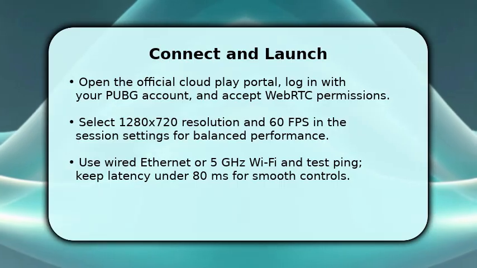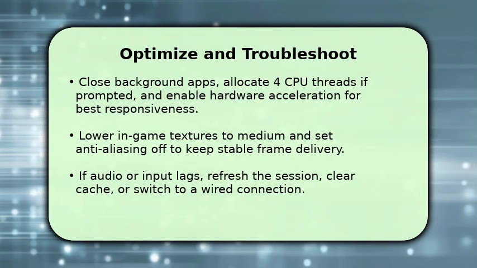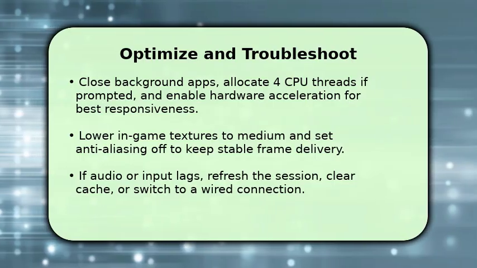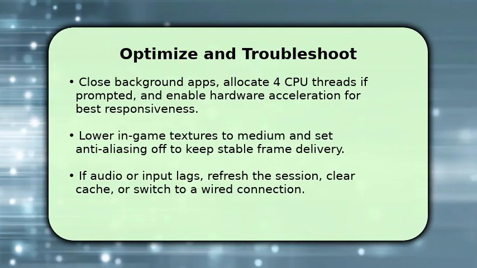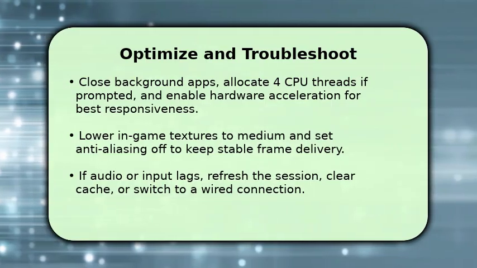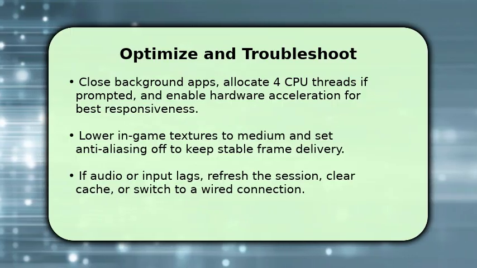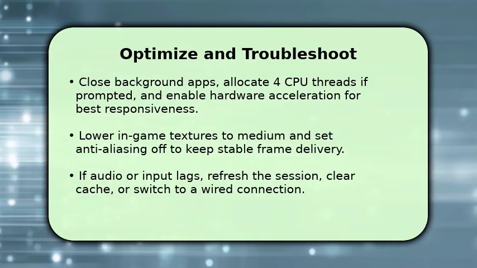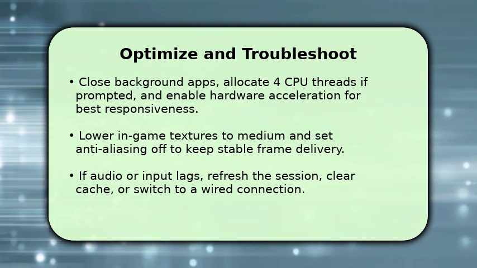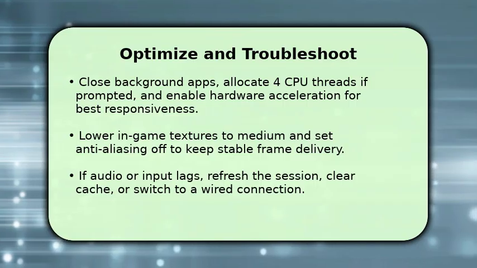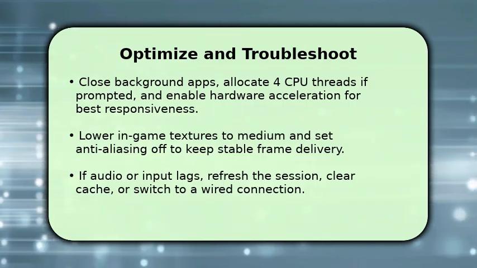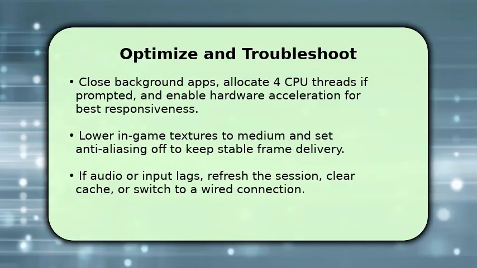Optimize performance by closing background apps and browser tabs. Close streaming apps and file sync services to free memory. Close background apps, allocate 4 CPU threads if prompted, and enable hardware acceleration for best responsiveness. Lower in-game textures to medium and set anti-aliasing off to keep stable frame delivery, and disable 3D shadows to reduce GPU load. If audio or input lags, refresh the session.